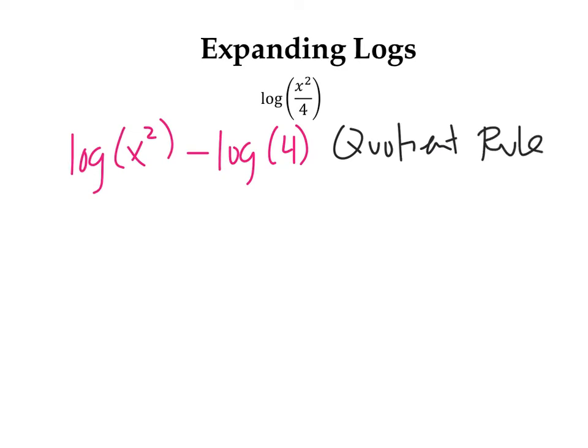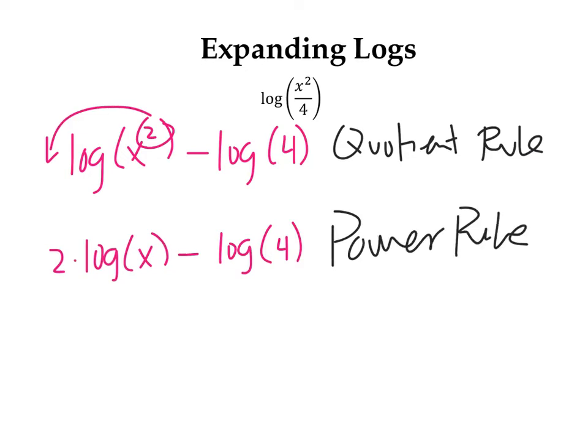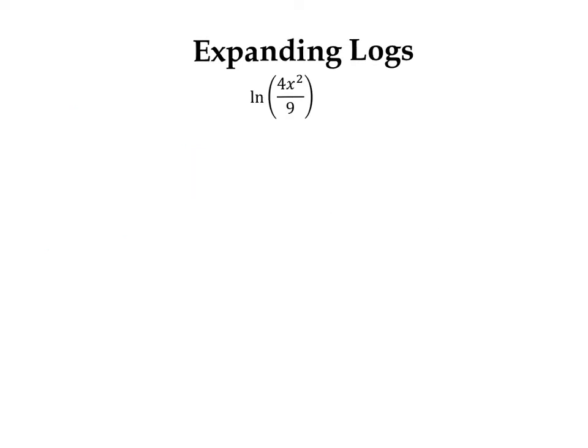And now, because I still have an exponent, I'm going to take this exponent and bring it to the front by using the power rule. So I take this 2, bring it over to the front. I'm going to multiply. So I have 2 times log base 10 of x minus log base 10 of 4. And here we used the power rule. The more you do these, the faster you're going to get at doing this.